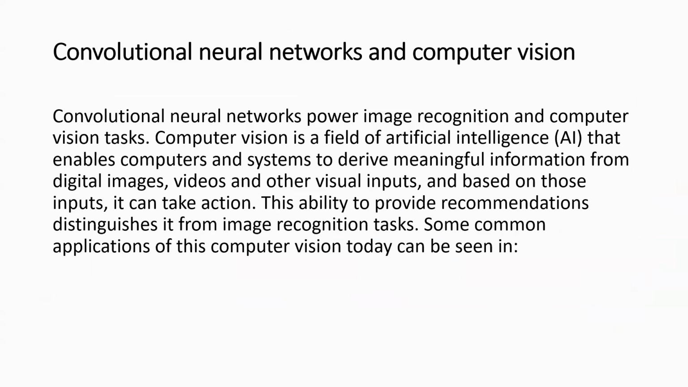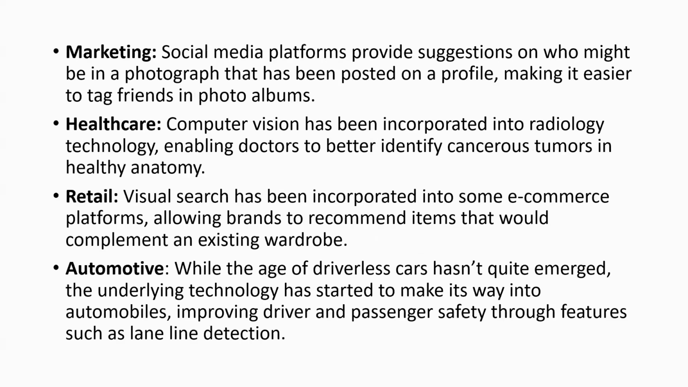So, convolutional neural networks power image recognition and computer vision tasks. Computer vision is a field of artificial intelligence that enables computers and systems to derive meaningful information from digital images, videos, and other visual inputs, and based on those inputs, it can take action. The ability to provide recommendations distinguishes it from image recognition tasks. Some common applications of computer vision today: marketing, healthcare, retail, and automotive, right?